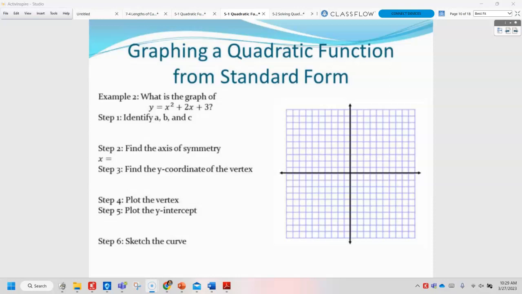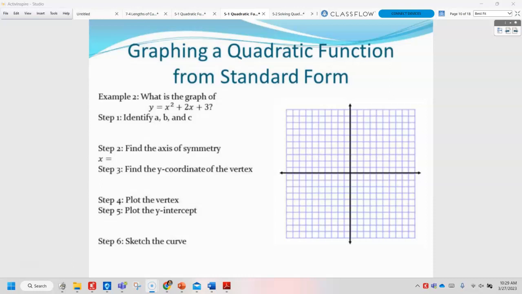plus bx plus c. Vertex form is the form we've been focusing on. It's a quantity x minus h squared plus k. So what we want to do today is go back and forth between our two forms. So it says, what would the graph of y equals x squared plus 2x plus 3 look like?